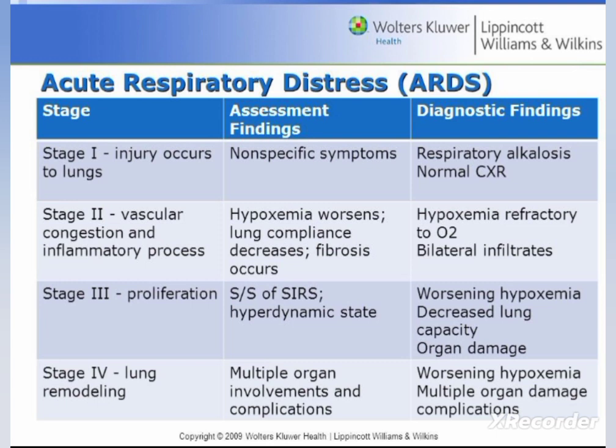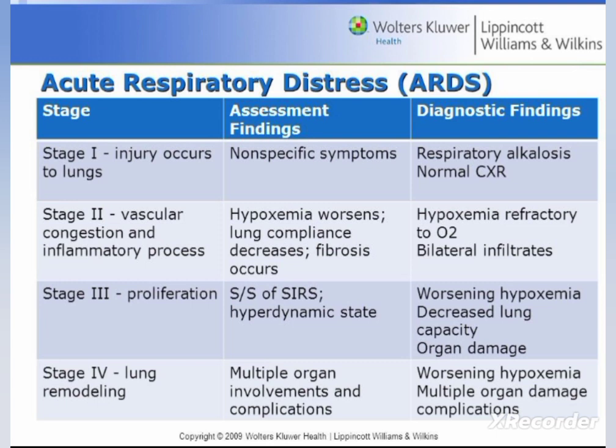Stage 1, lung injury, there are no signs and symptoms. The patient is asymptomatic. In stage 2, there is interstitial edema or increased capillary permeability. So what happens? There will be signs and symptoms of hypoxemia and decreased lung compliance. In stage 3, that is the proliferative stage, there will be signs and symptoms of systemic inflammatory response syndrome. Okay, that will occur. So there will be tachypnea, tachycardia, fever and all these features will be seen.